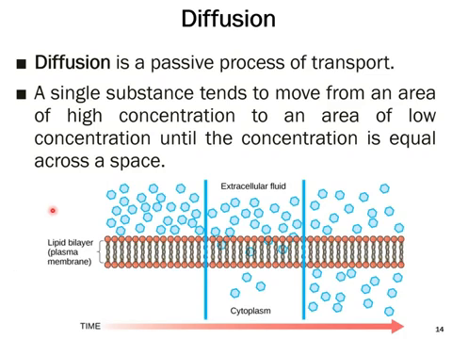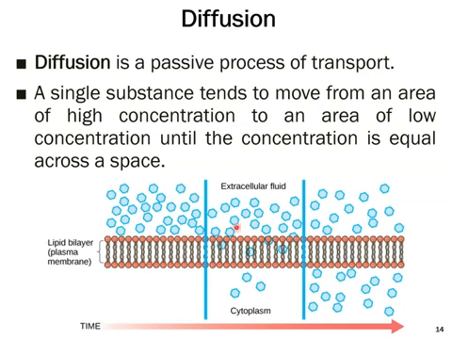Now we discuss diffusion. Diffusion is a passive process of transport. A single substance tends to move from an area of higher concentration to an area of lower concentration until the concentration is equal across a space. You see that this is a plasma membrane, and this space at the bottom is inside the cell. This substance's concentration is very high outside the cell, but very low inside the cell. So it needs to pass through the membrane and balance its concentration across it.